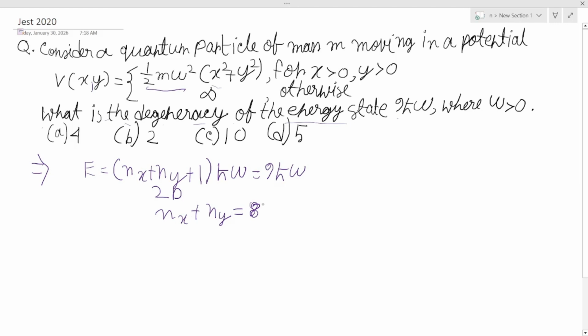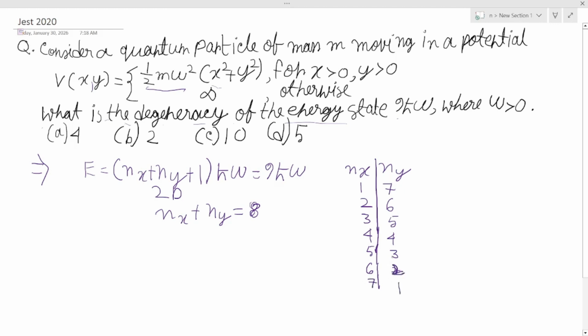Only odd states are accepted. So let us find the values of Nx and Ny. They can be 1 and 7, 2 and 6, 3 and 5, 4 and 4, 5 and 3, 6 and 2, and 7 and 1.